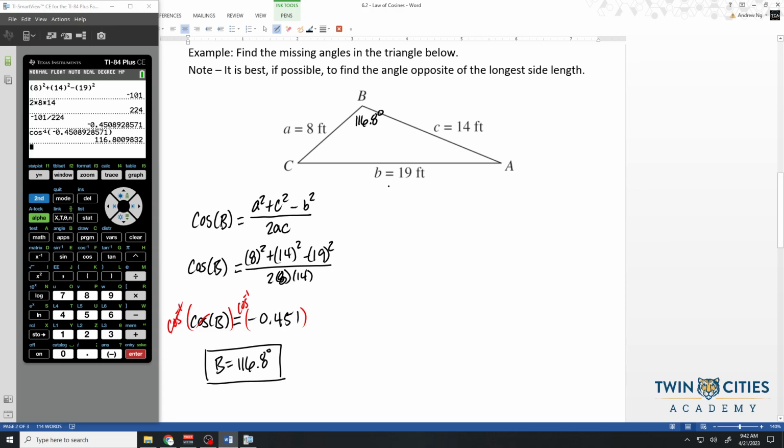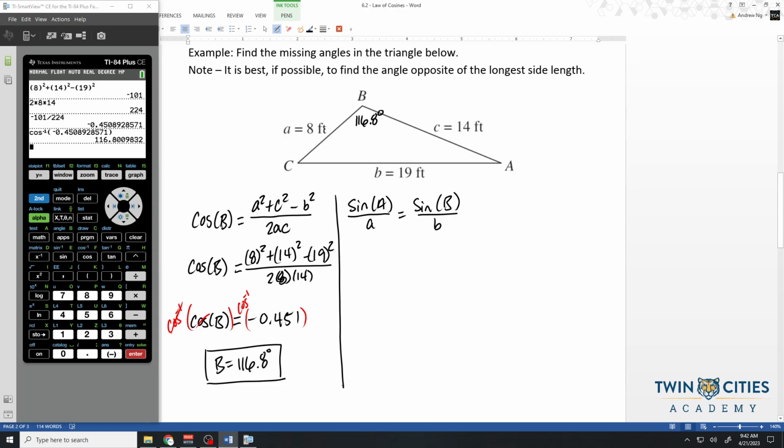Then I can use law of sines because now I've got an angle and its opposite side length. So if you find law of sines easier to work with than law of cosines, once you've used law of cosines once, then you're allowed to use law of sines to find another angle measure. So we can do, for example, the sine of A over little a is equal to the sine of B over little b.